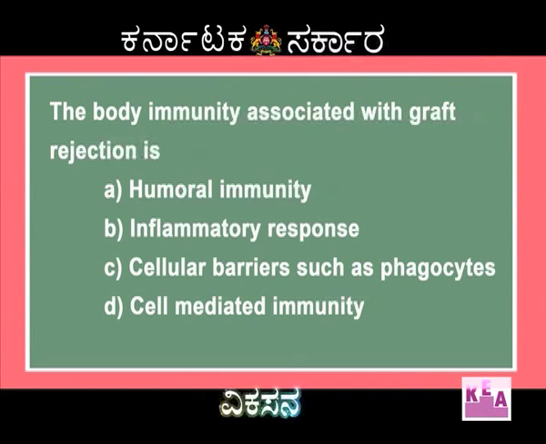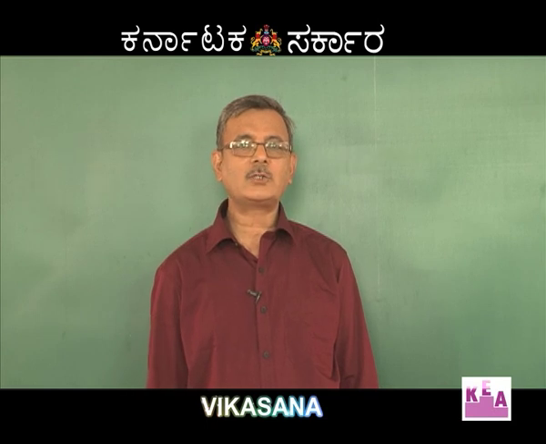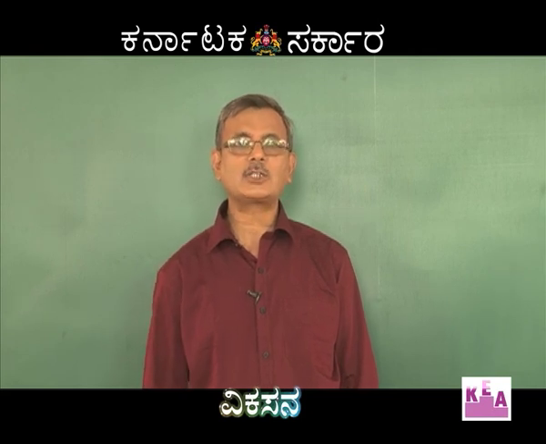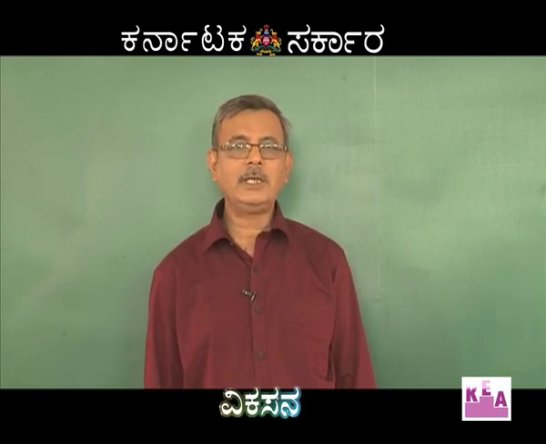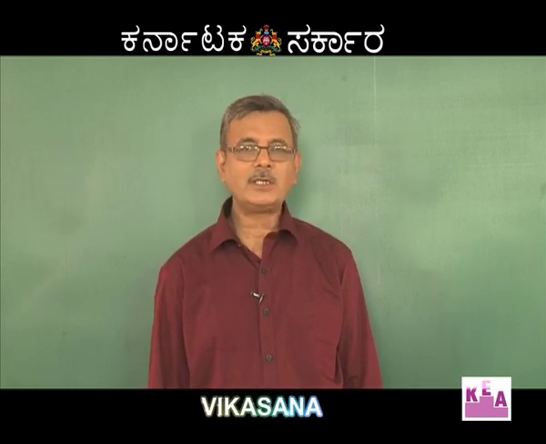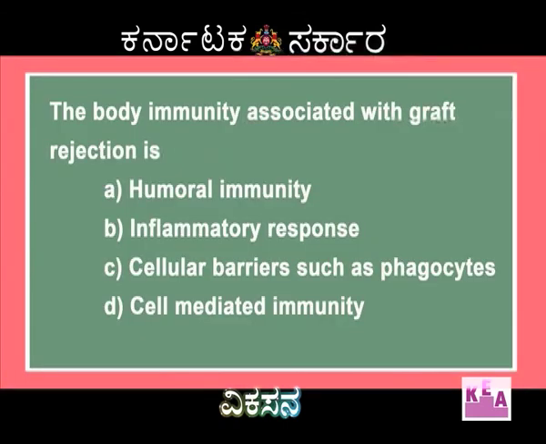The body immunity associated with graft rejection. So, we all know that whenever organ failure occurs, we have to go for transplantation of organ. Many a times there is going to be rejection of the organ. What is the cause for this? This is the question. When we look into this, option A says humoral immunity.